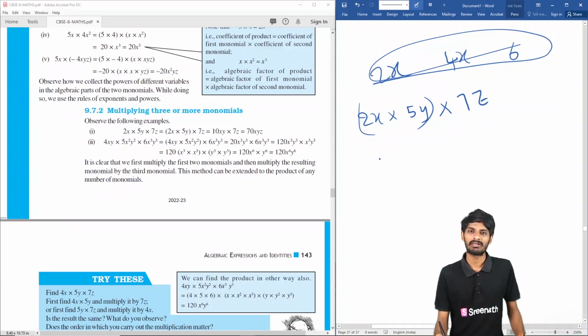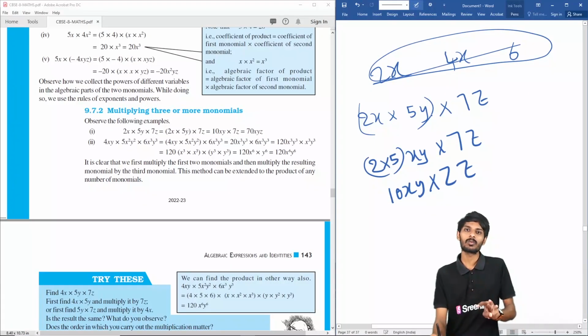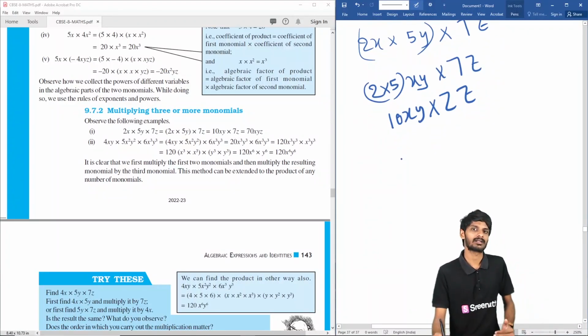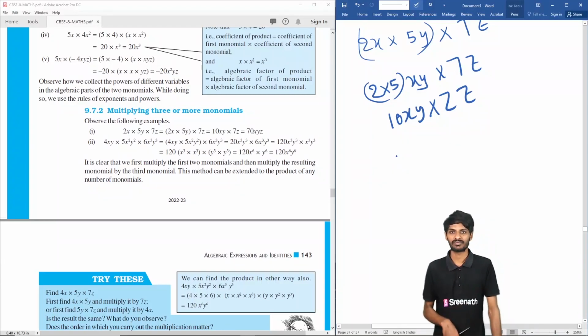Okay students, so I will help you. Here 2x into 5y, these two are monomials. How to multiply two monomials? Simply, first thing is to multiply the numerical coefficients. So 2 into 5 into xy into 7z. Next, solve it. 5 2s are 10, so it is 10xy into 7z. Now the three monomials are reduced to two monomials. Now we have to move further with the multiplication, so that you will get only one term, that is the monomial.